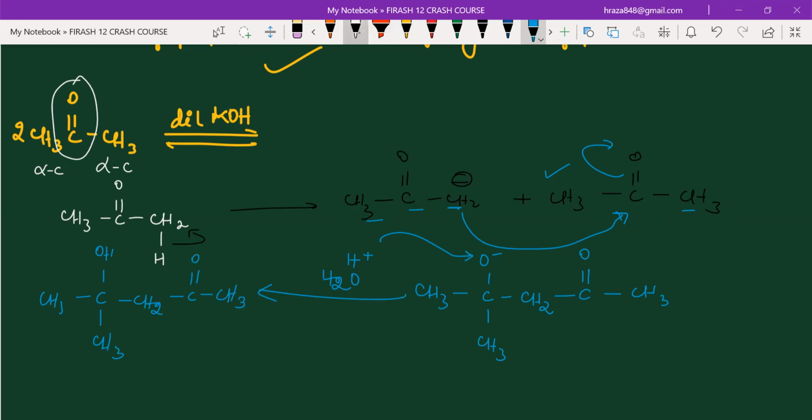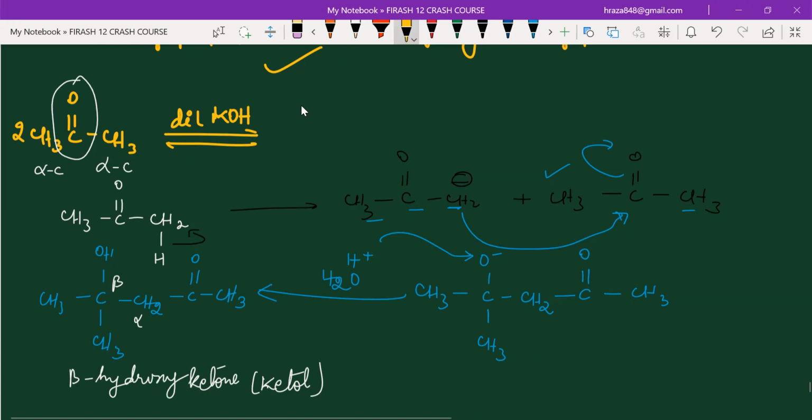Now, as you can see, this is your alpha carbon and this is your beta carbon. That means beta hydroxy, because there is an alcohol, and this is a ketone. So beta hydroxy ketone, which is known as ketol, and the reaction is known as ketol reaction. Are you getting my point? This is what you have got.